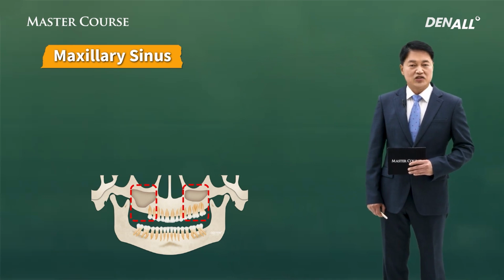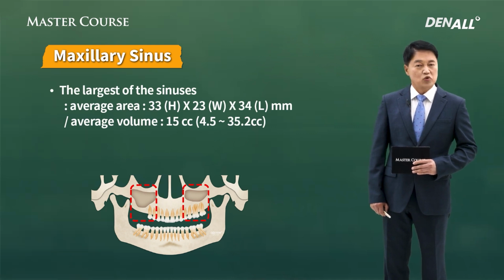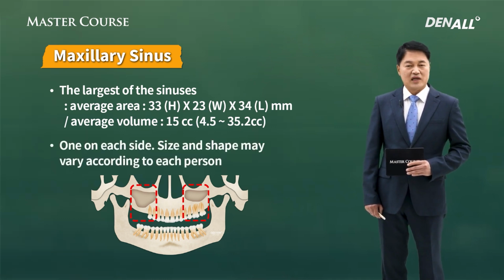The maxillary sinus shape. It is the biggest of the sinuses and the average volume is 15 cc. It exists on left and right, and size and shape may vary depending on individual.